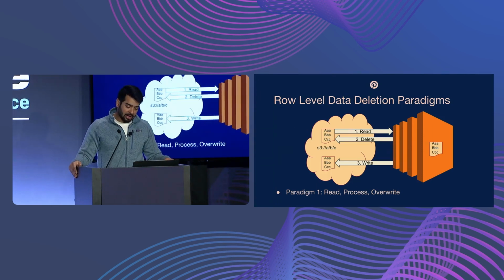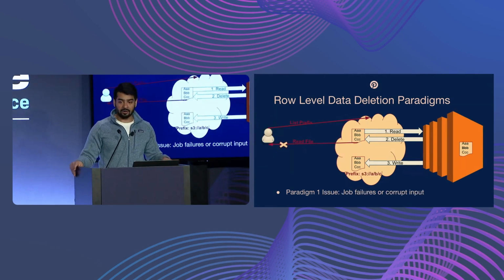And there are traditionally two ways of doing row-level deletions. This is pre-Iceberg, Delta and Hoodie era, where you have to read the file that has the data you need to delete. You delete the original file. In memory, you do the filtering of the data, and then you write it back to the original location, which works fine, except if there are concurrent reads and writes going on.